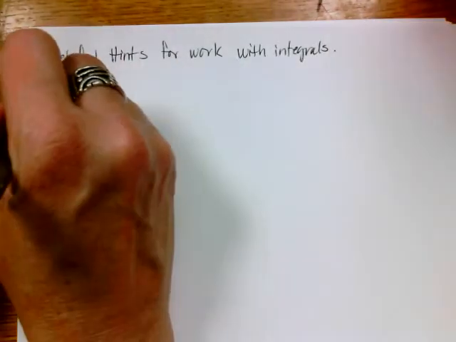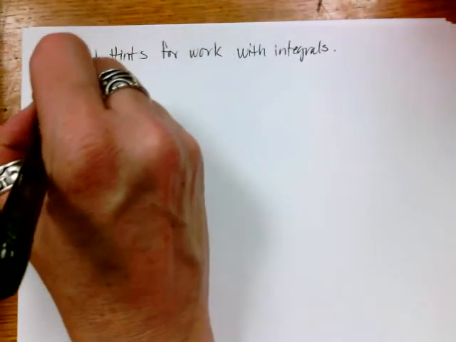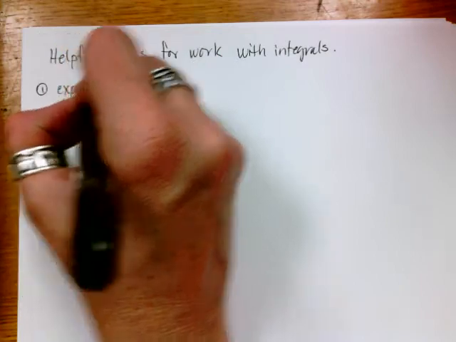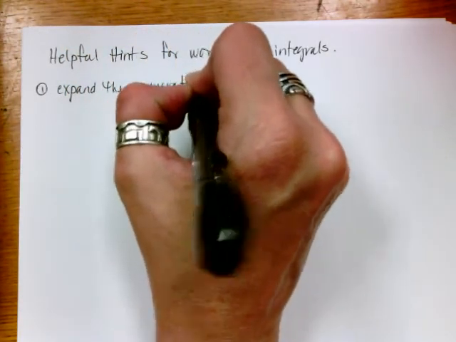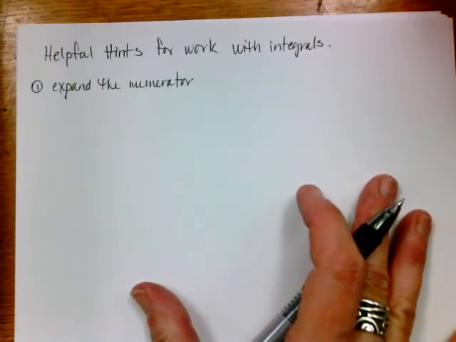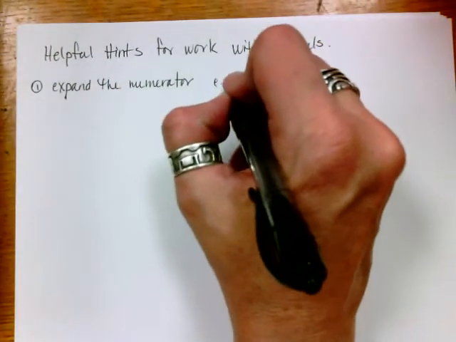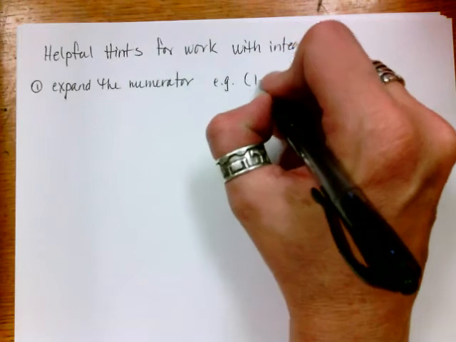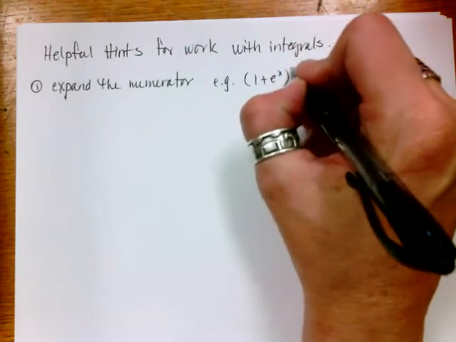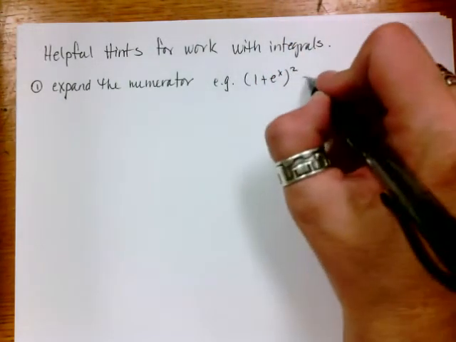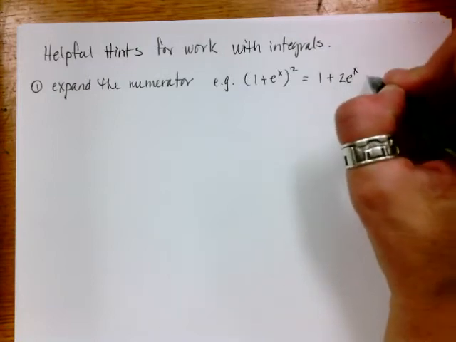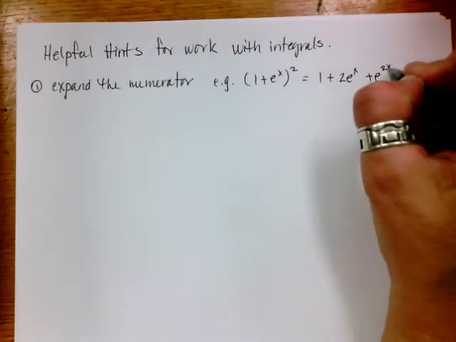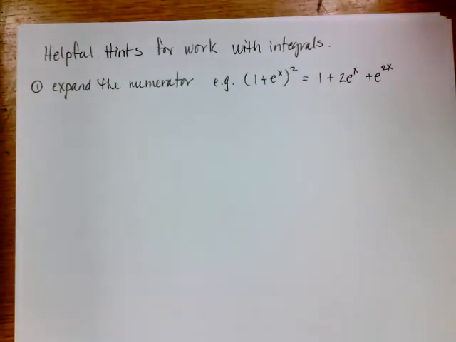Alrighty, so number one, the first thing that we're going to do is expand the numerator. That might be if you're given a binomial squared. I'm going to do an example of most of these. So if I have (1 plus e to the x) quantity squared, I could square the first term, multiply the guts together and double it, square the last term, and then I could integrate it.